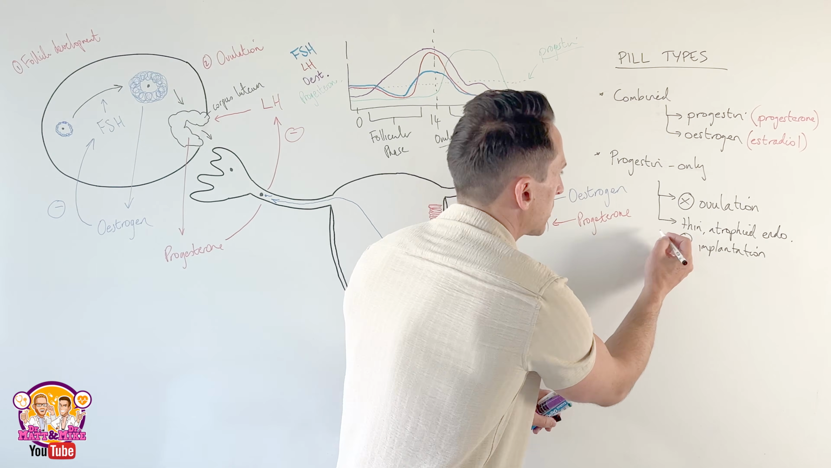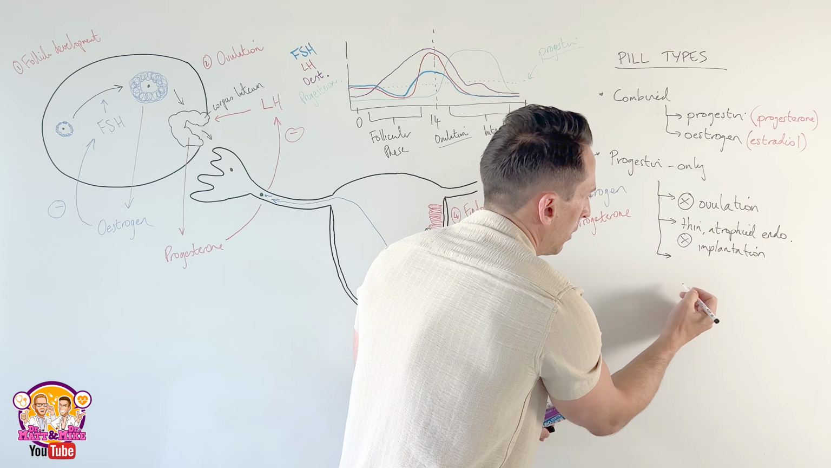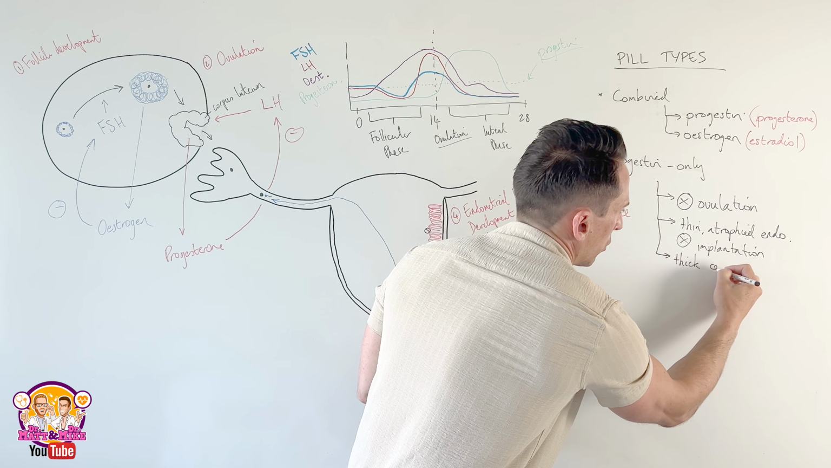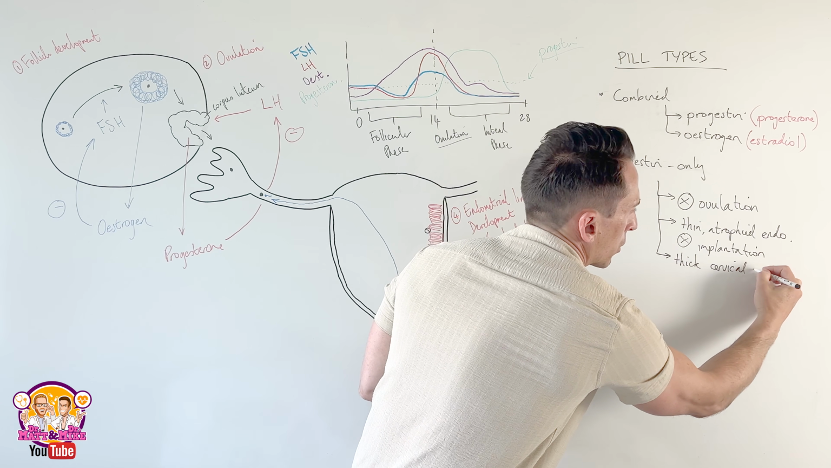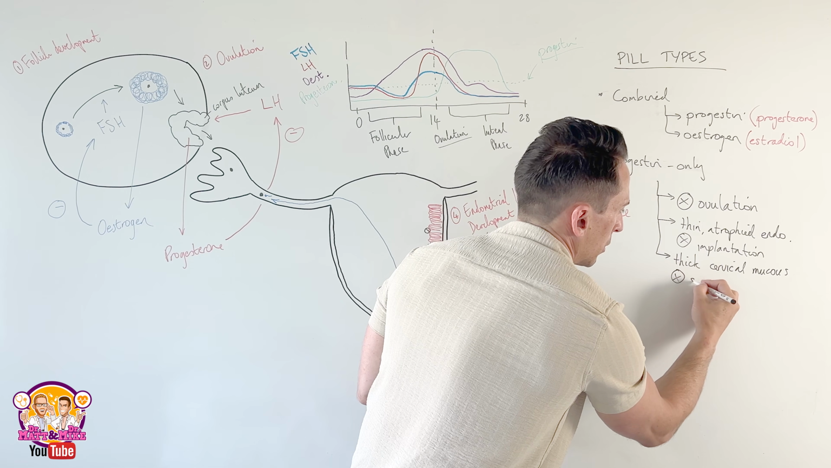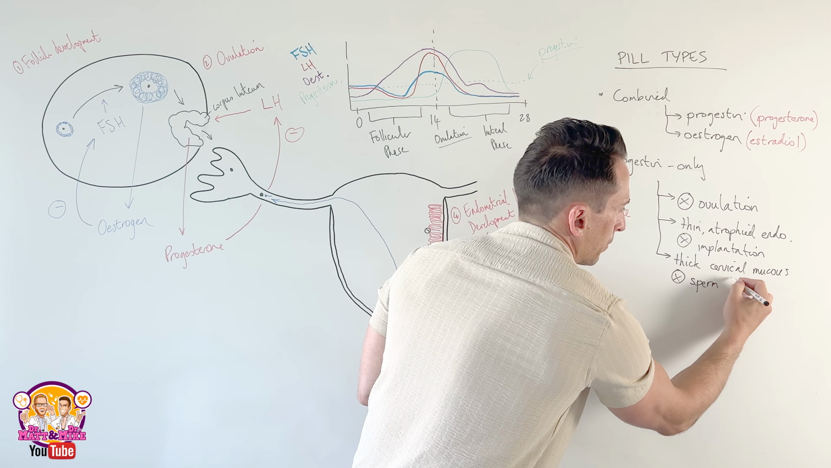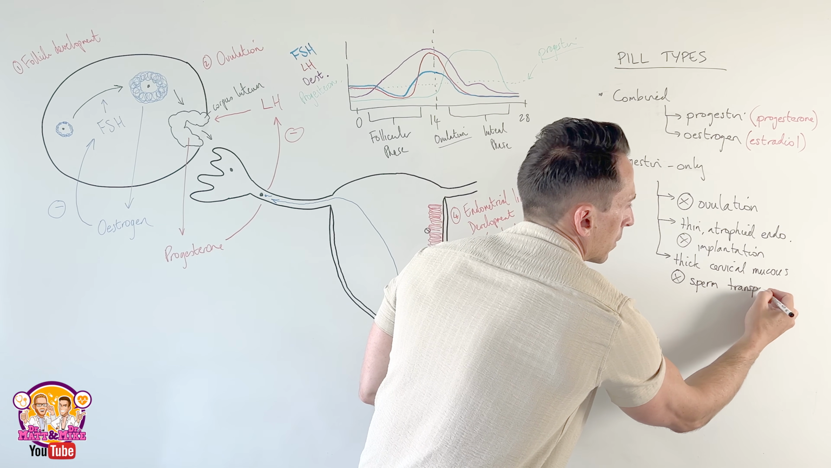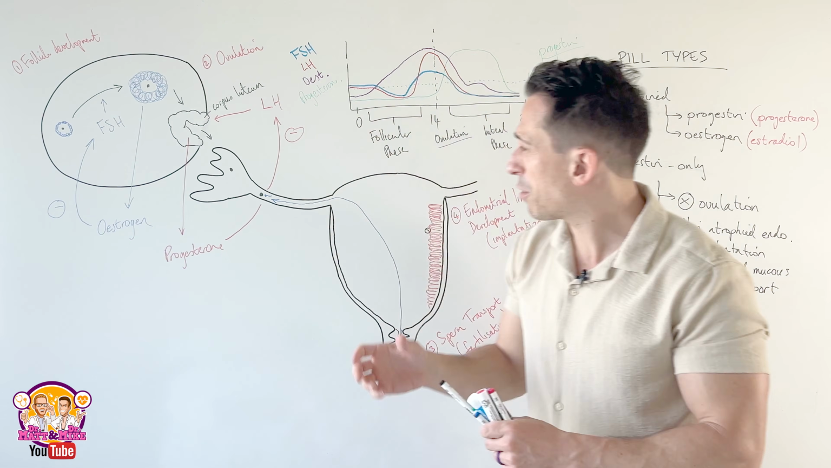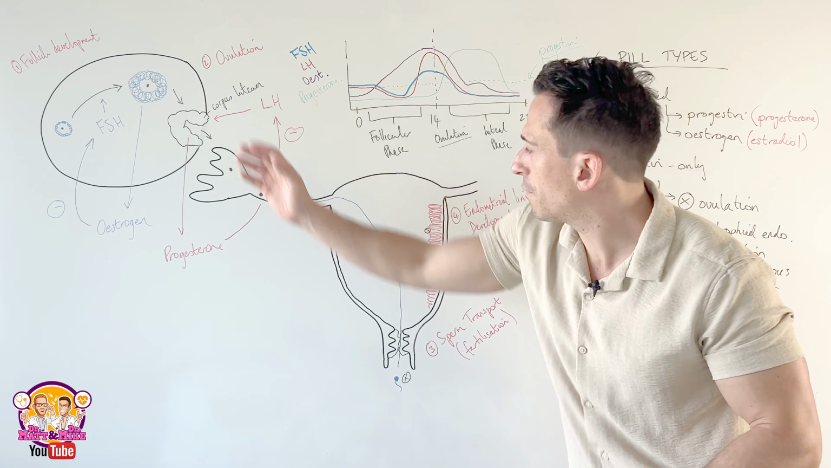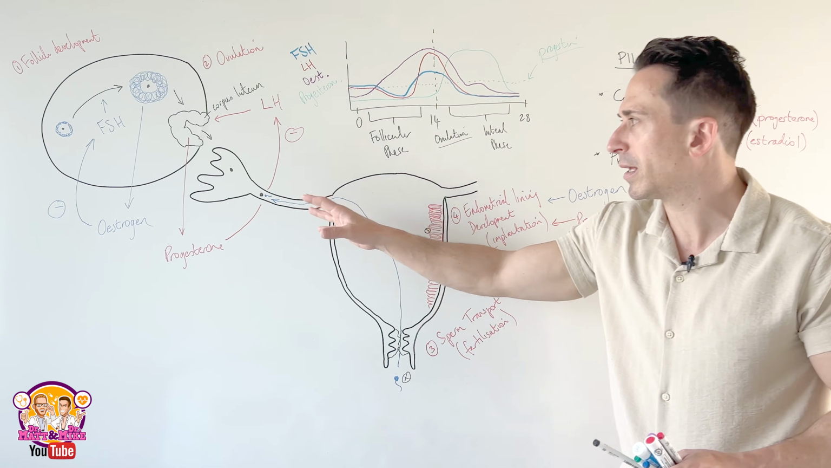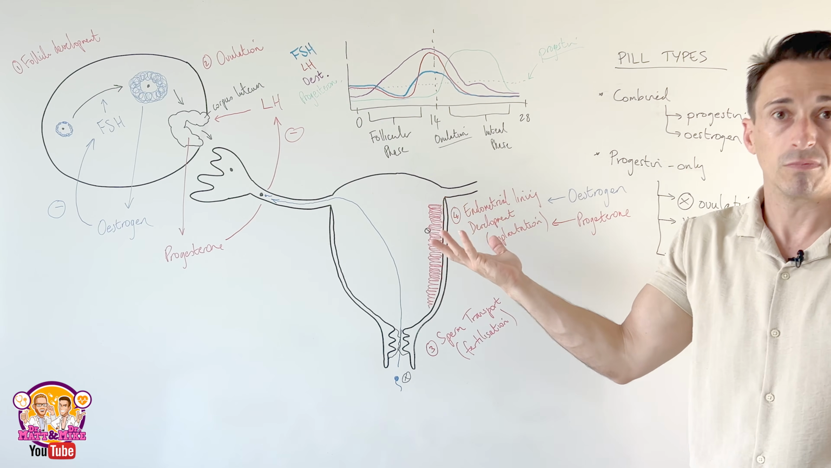So the next thing that progesterone will do in the pill is it creates a thick cervical mucus. And this stops sperm transport. Okay, look at that. So progesterone can affect predominantly 3 of these things: ovulation, endometrial lining development and implantation, and sperm transport, and ultimately fertilization and implantation as well.